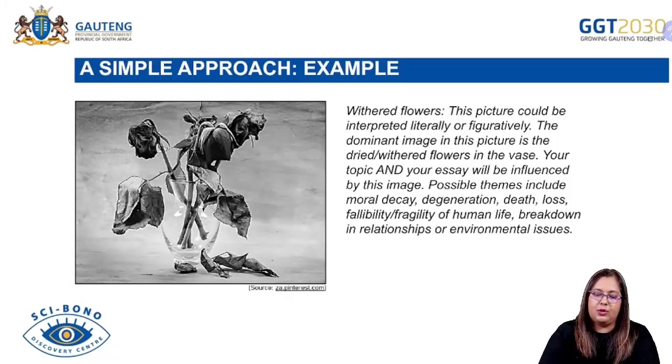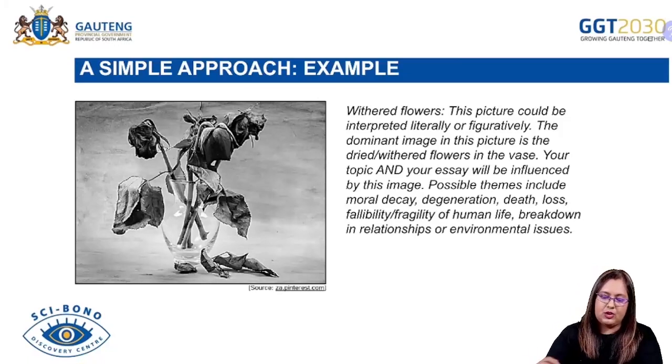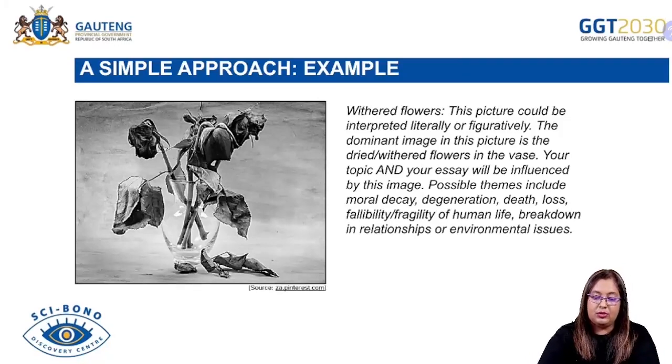So here's an example of a visual stimuli that was taken from the 2019 NSC paper. So here you go. You have an image of a vase there with flowers or roses in this instance, roses that have obviously now dried out. Okay. So you can choose, for example, to write about anything here.